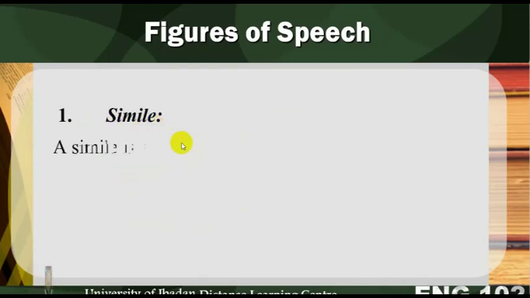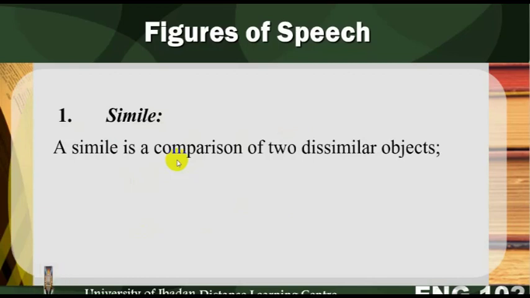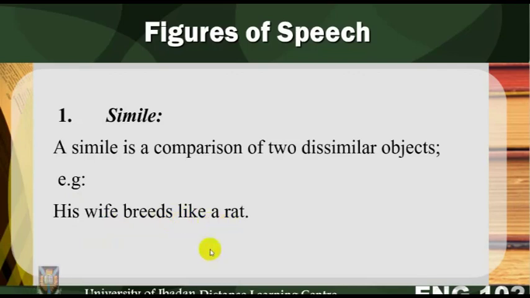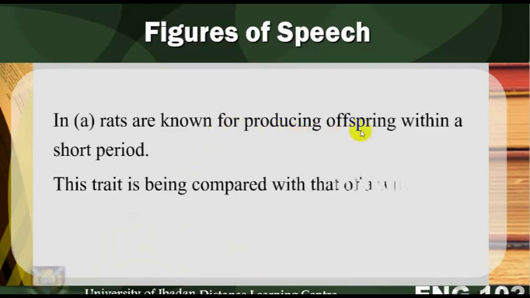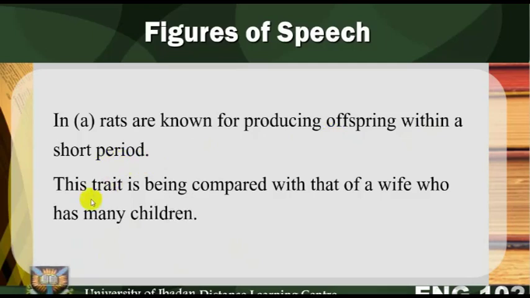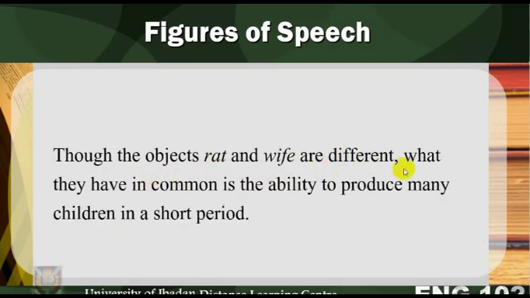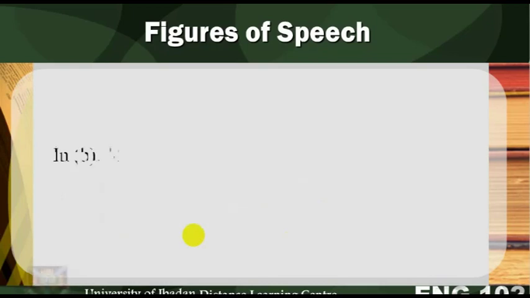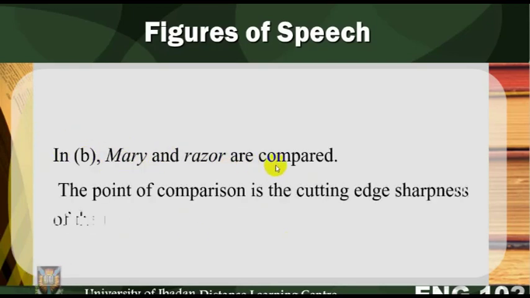1. Simile. A simile is a comparison of two dissimilar objects, e.g., A. His wife breathes like a rat. B. Mary is as sharp as a razor. In A, rats are known for producing offspring within a short period. This trait is being compared with that of a wife who has many children. Though the objects rat and wife are different, what they have in common is the ability to produce many children in a short period. In B, Mary and razor are compared.